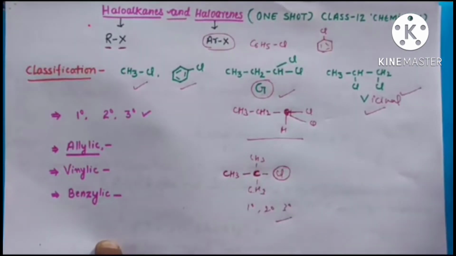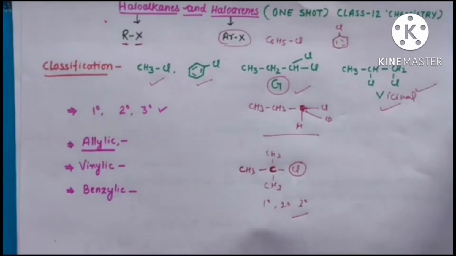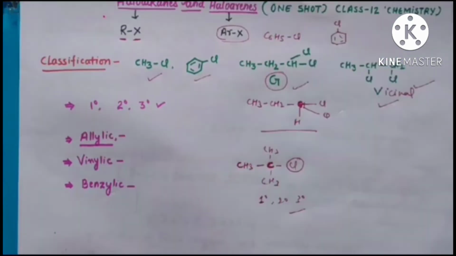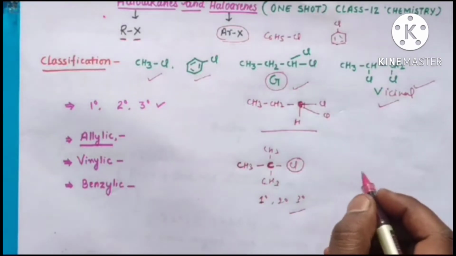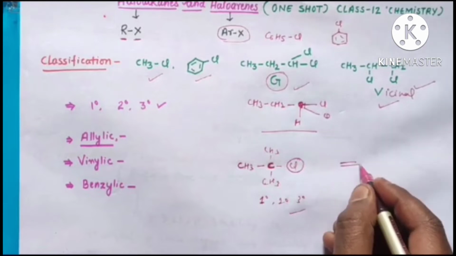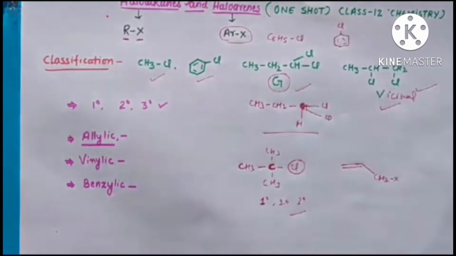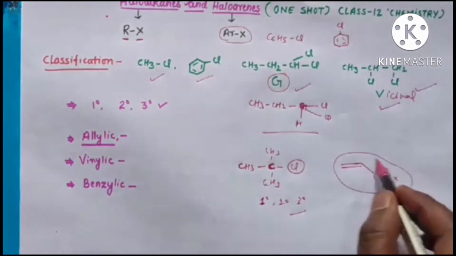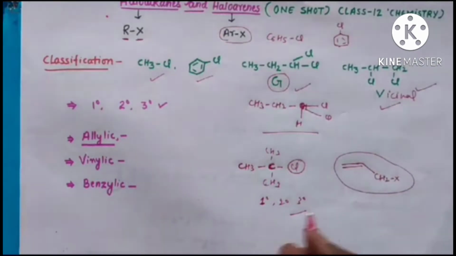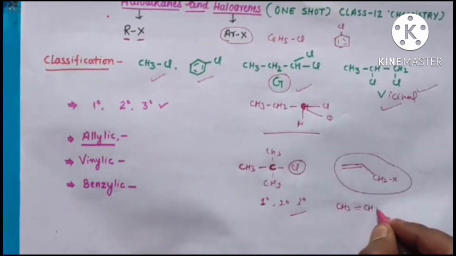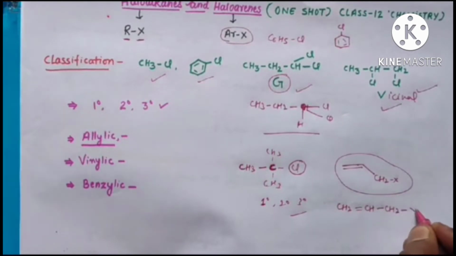Similarly, there are 3 quite important names: allylic, vinylic and benzylic. As you all know, what is allylic? We will understand allylic. For example, this is allylic, CH2X. If you are having any problem understanding this line diagram, I am going to write it. For example, this is CH2 double bond CH single bond CH2X. This is any halogen.